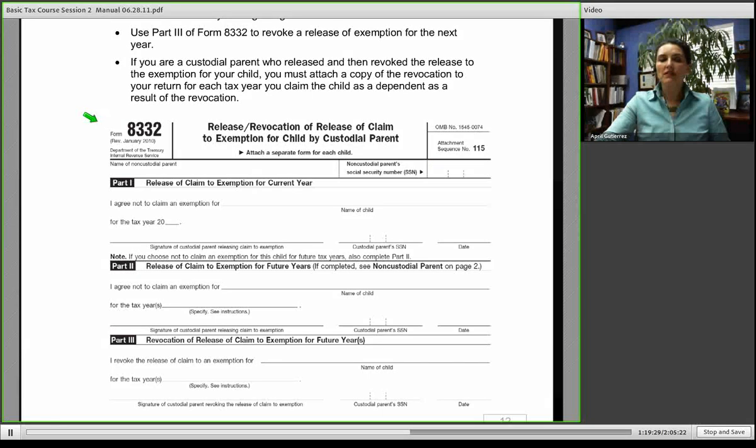The form is filled out this way. I agree not to claim an exemption for, and you would enter the child's name, and then you'd enter the tax year that it applies to. And then the custodial parent signs, enters the Social Security number of the custodial parent, and then dates.